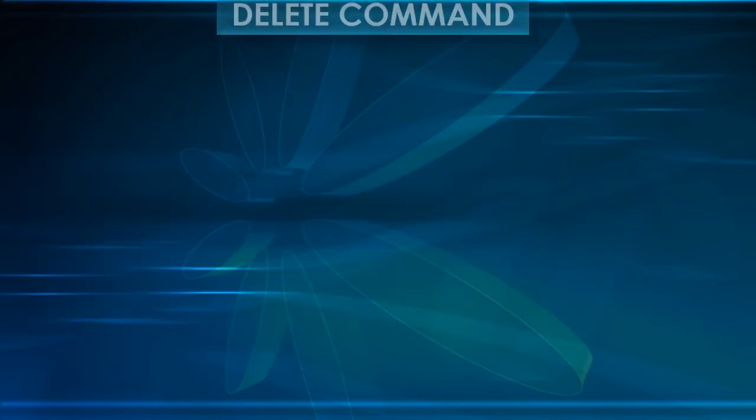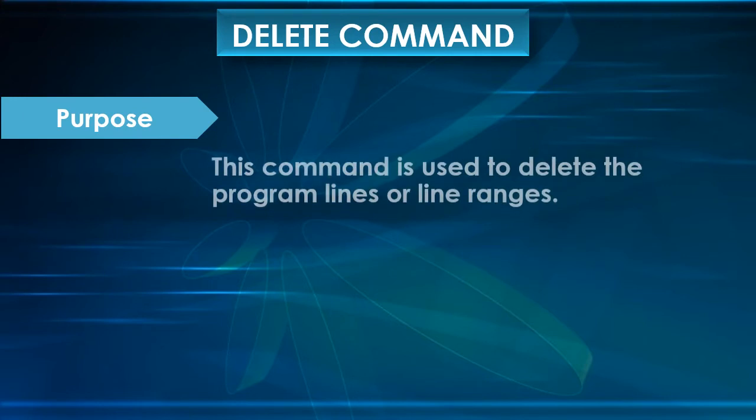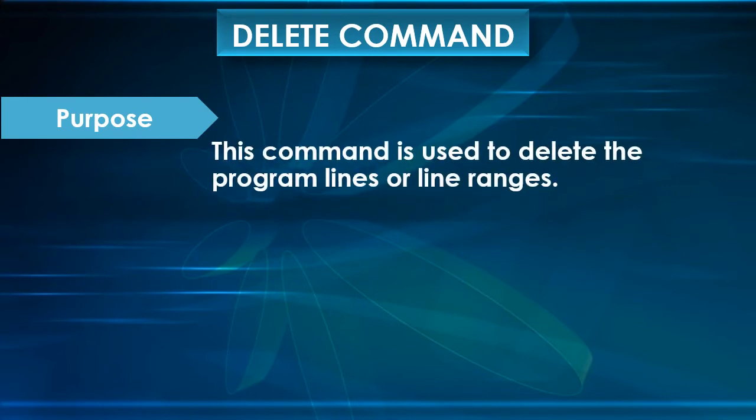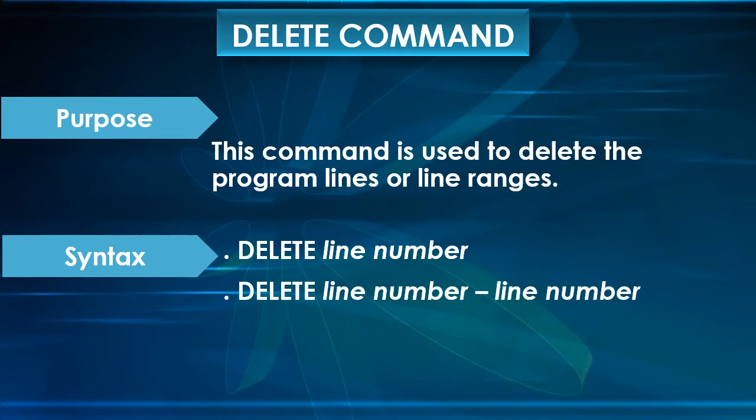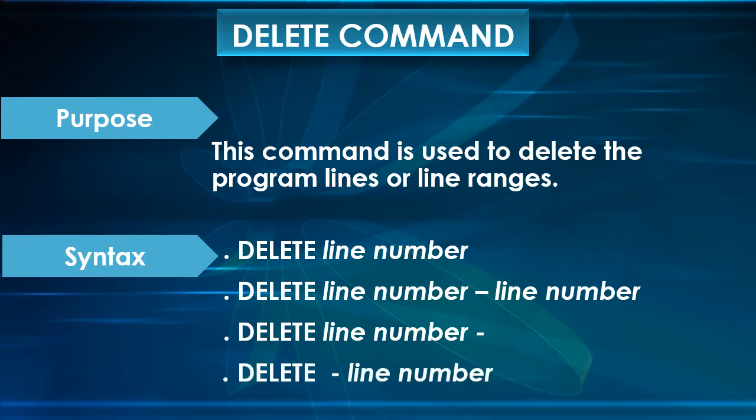The next is delete command. This command is used to delete the program lines or line ranges. The syntax is as follows: delete line number will delete a specified line number. Delete line number to line number will delete the whole range mentioned. Delete line number dash will delete from the specified line to the end of the program. And delete dash line number will delete the lines from start of the program to the specified line number.